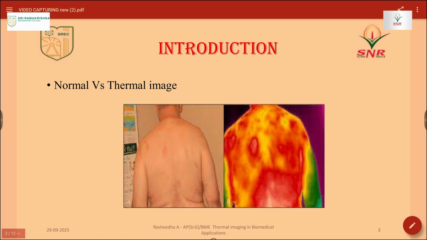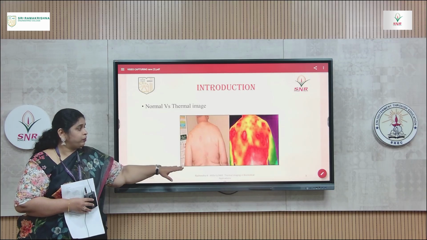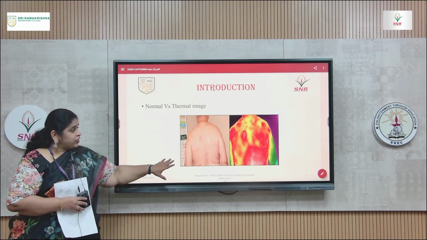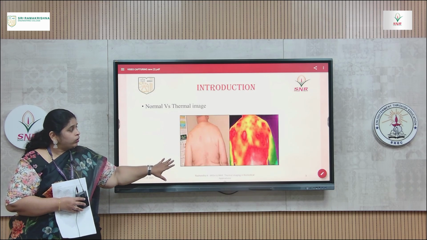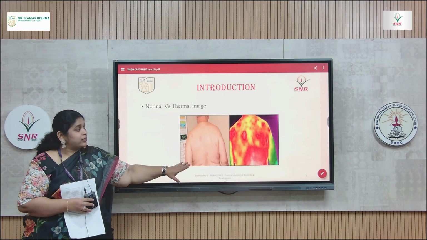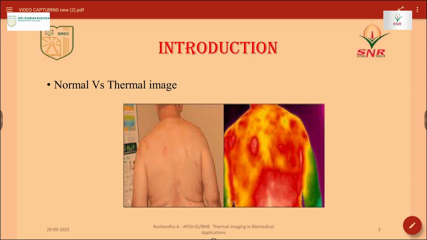So, what is the image we have been seeing here? We have two images, one on the left and one on the right. This is the normal image where you can see the skin color, texture, or any wounds you have. But what about the blood circulation and also the heat patterns? You can see that in the right side image, which is nothing but your thermal imaging.